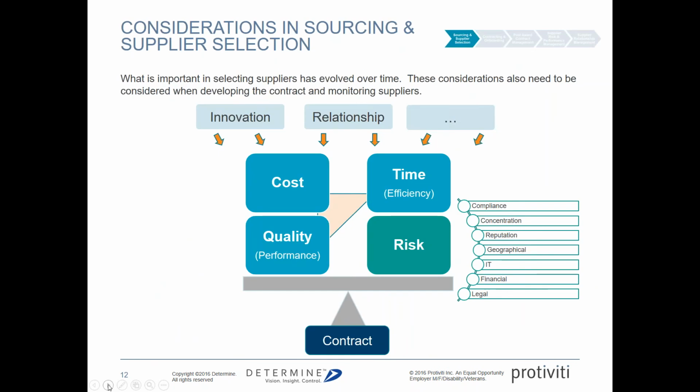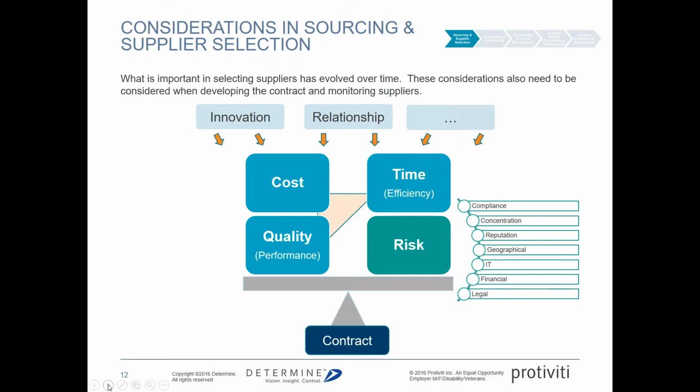When you think about selecting the right supplier, the old adage was striking a balance between cost, quality, and time. Or in other words, you can't have something fast, good, and cheap. You can only have two of the three. If you want it fast, which would be time, it will not be cheap, or the quality won't be as good. Same holds true for the other components.